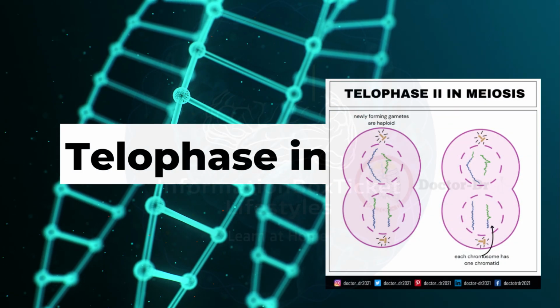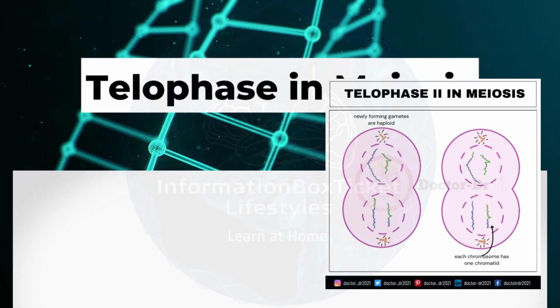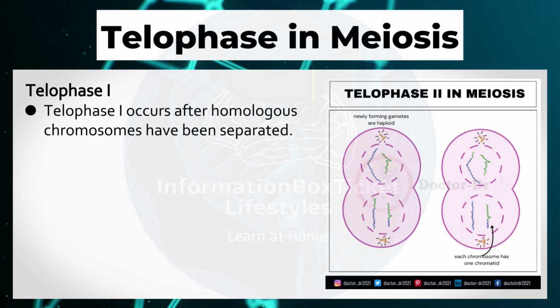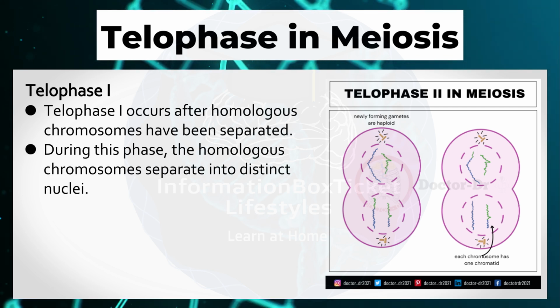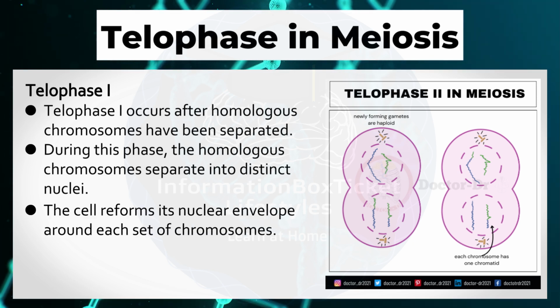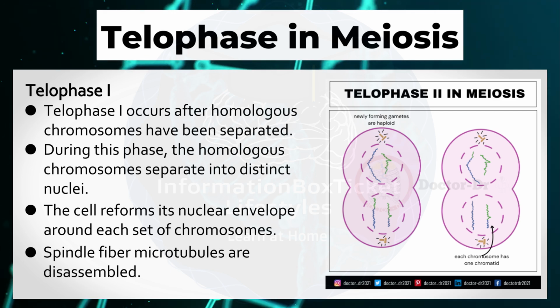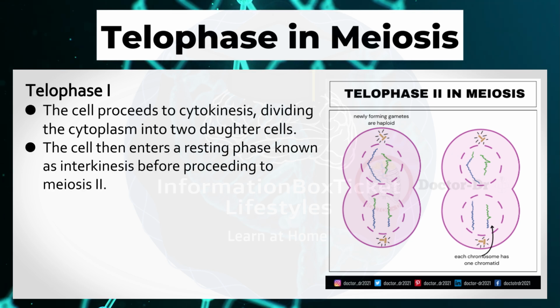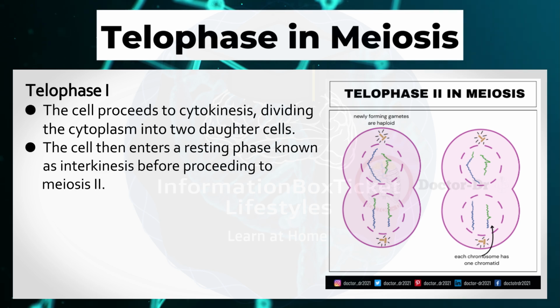Telophase in meiosis. Telophase 1. Telophase 1 occurs after homologous chromosomes have been separated. During this phase, the homologous chromosomes separate into distinct nuclei. The cell reforms its nuclear envelope around each set of chromosomes. Spindle fiber microtubules are disassembled. The cell proceeds to cytokinesis, dividing the cytoplasm into two daughter cells. The cell then enters a resting phase known as interkinesis before proceeding to meiosis II.